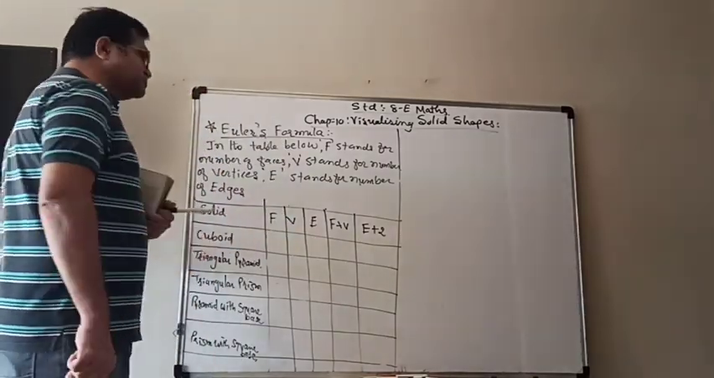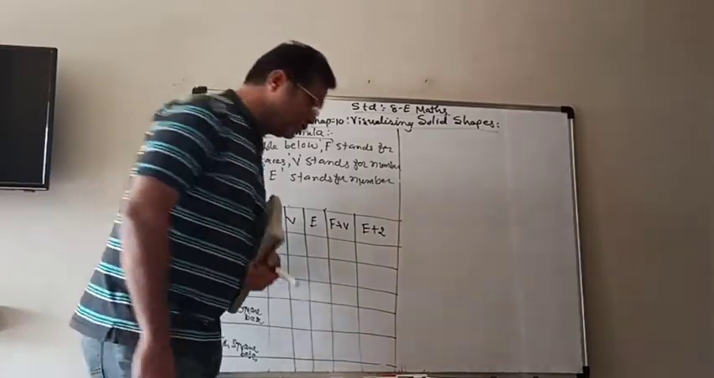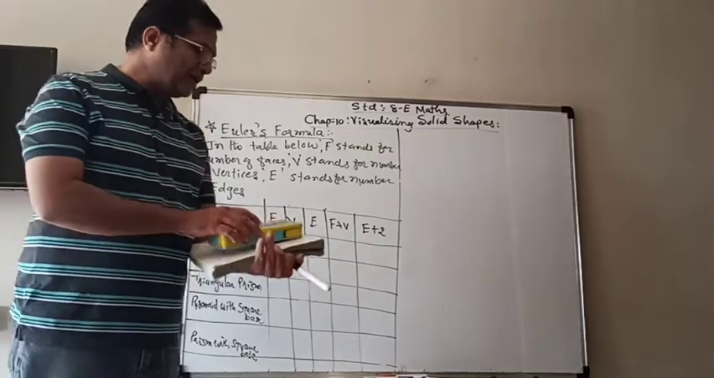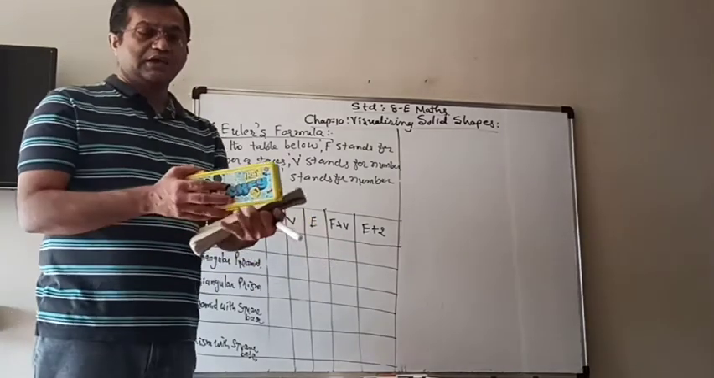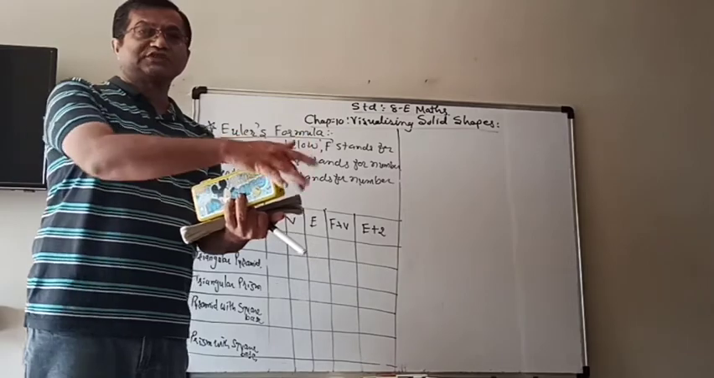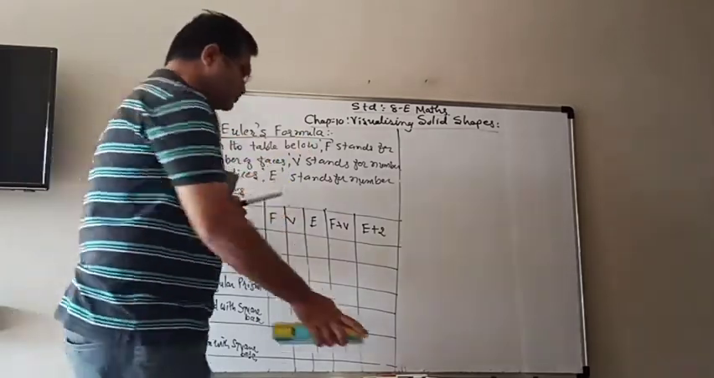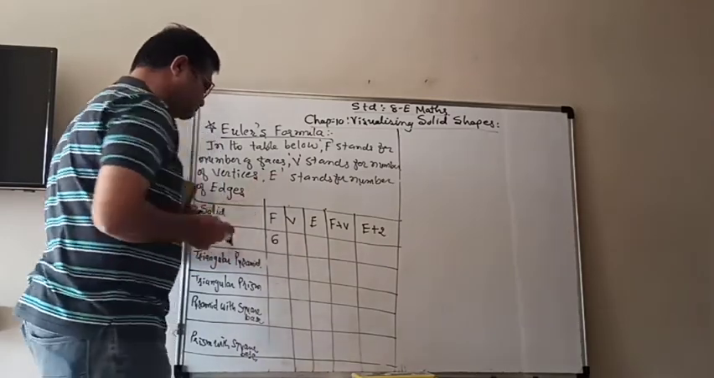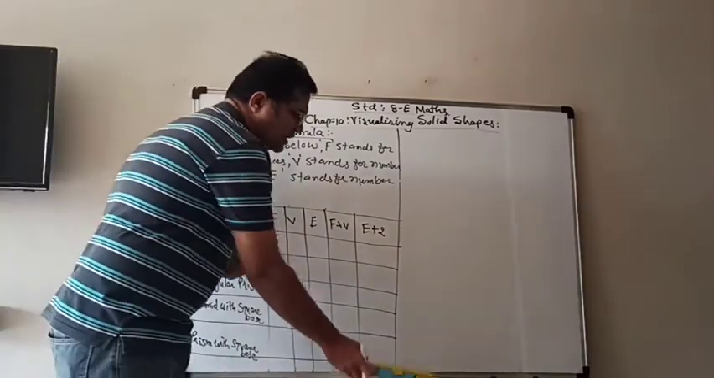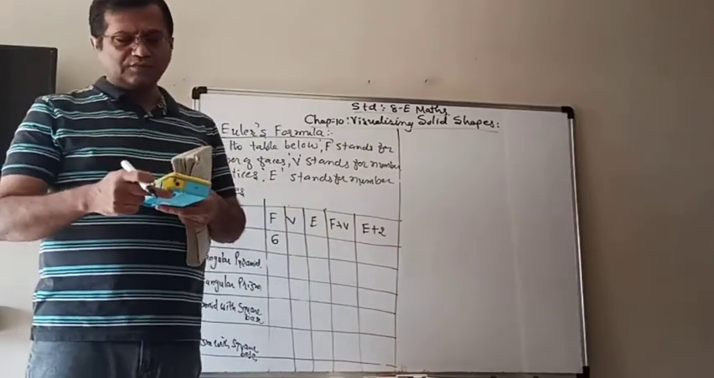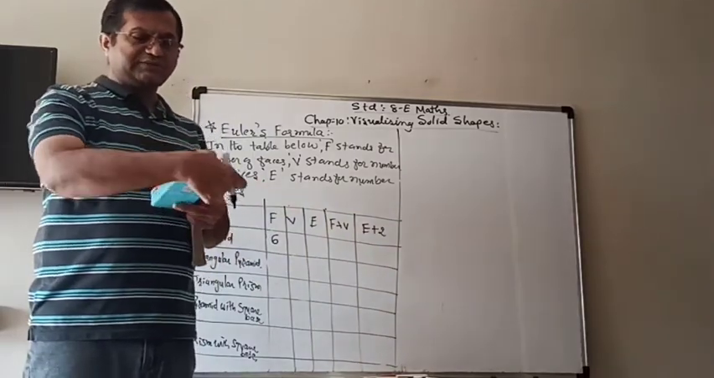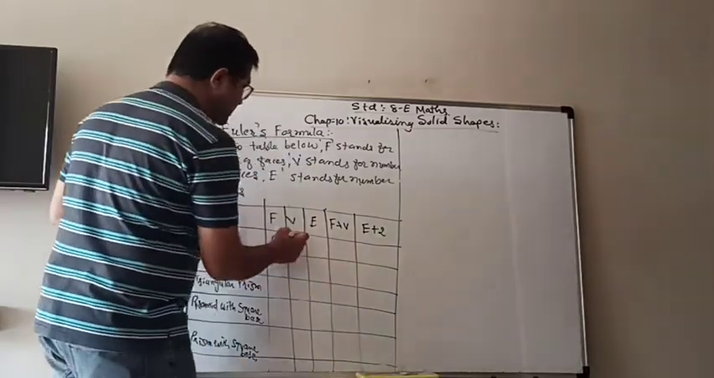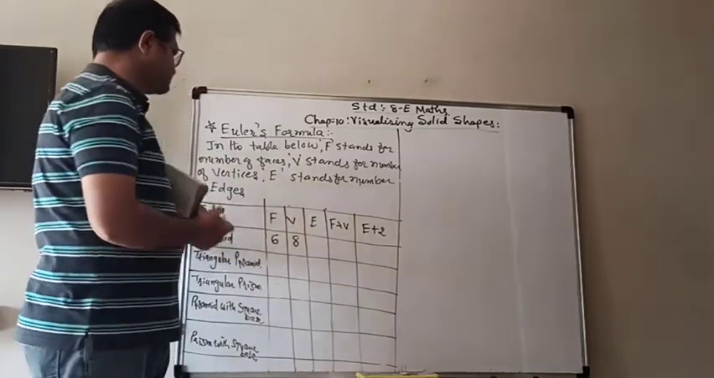The first solid is the cuboid. A cuboid is like a compass box. First, faces. We know there are 1, 2, 3, 4, 5 and 6 faces, so there are 6 faces in a cuboid. Vertices are the points where edges meet, so 1, 2, 3, 4 and similarly 5, 6, 7 and 8. So there are 8 vertices.